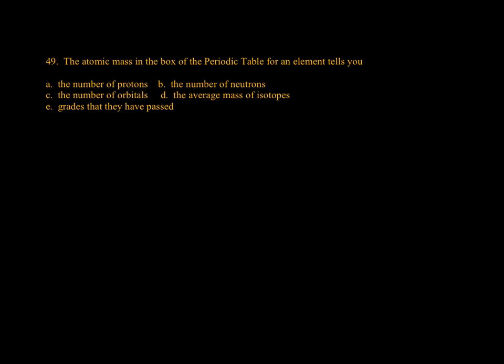The atomic mass that appears on the periodic table, so this is the decimal value that you see on every periodic table, tells you the average, it's actually a weighted average, of the mass of all the possible isotopes of that element. That's why it's a decimal, because it's an average.